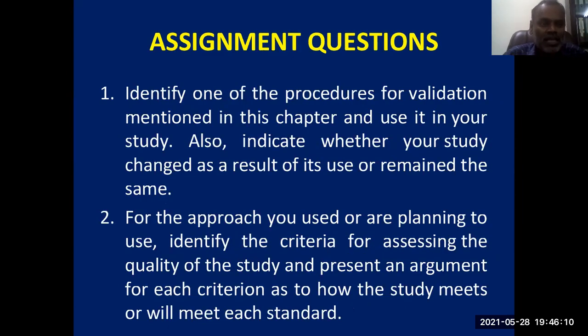There are two assignments built into this part. Identify one of the procedures for validation mentioned in this chapter and use it in your study. Also indicate whether your study changed as a result of its use or remained the same. For the approach you used or are planning to use, identify the criteria for assessing the quality of the study and present an argument for each criterion as to how the study meets or will meet each standard. These are the assignments. I hope you are able to follow the discussions.